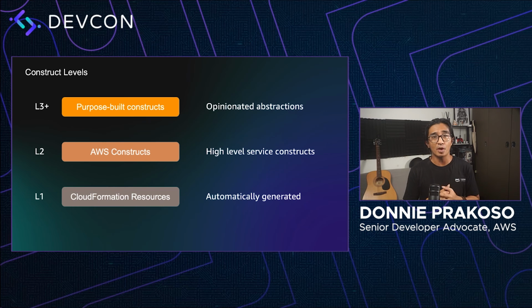So the constructs are organized in three different levels. The L1 are constructs that are automatically generated from the CloudFormation resources specification. This is the one-to-one mapping between classes and AWS resources. L2 are the higher level service constructs to represent resources such as an Amazon S3 bucket or a VPC, including other resources. So this can be a composition of multiple resources but still tied to one service.